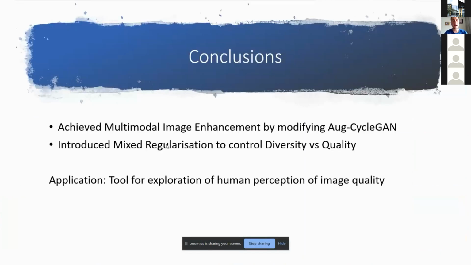Conclusions. I achieved multimodal image enhancement by making crucial modifications to the augmented cycling framework, and I also introduced the mixed regularization protocol in order to control the diversity quality trade-off. I believe a lot of the changes that I made and a lot of the contributions that I introduced could be beneficial for a range of multimodal image-to-image translation tasks, which I aim to explore in a later general study.